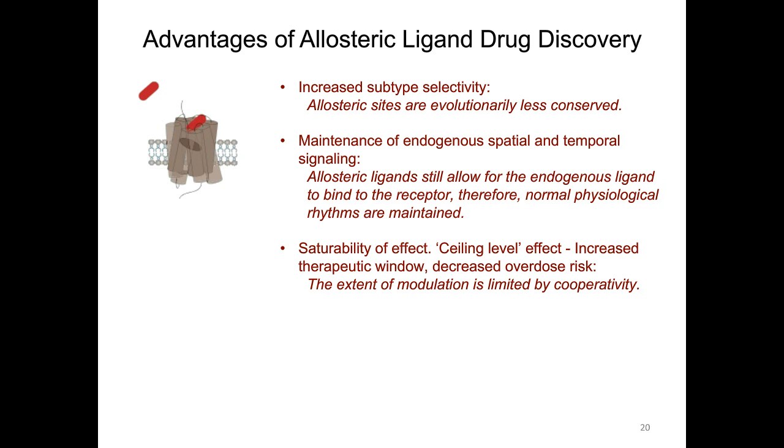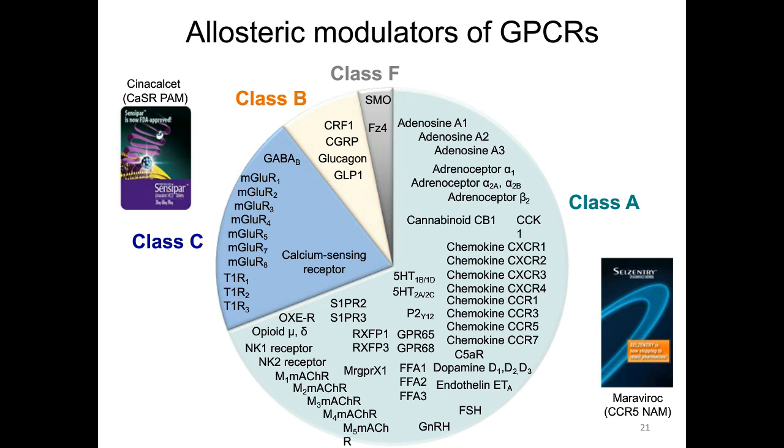And driven by these potential advantages, plus the emergence of high-throughput screening approaches, examples of allosteric modulators have been discovered for all major classes of GPCRs. However, only two allosteric ligands have reached the clinic: cinacalcet at the calcium-sensing receptor to treat hyperparathyroidism, and the antiretroviral drug maraviroc, a negative allosteric modulator of the CCR5 receptor.